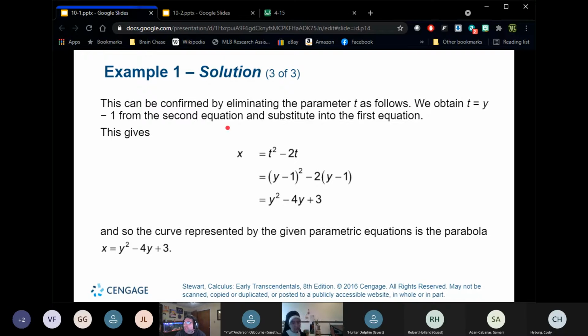So it was actually going to be really easy for me to change the t to y. So it should have been t equals y minus 1, because it was y equals t plus 1. So it was really easy for me to solve for the t there. And all I do is take that t and plug it back into the x equation. So this equation, x equals y squared minus 4y plus 3.